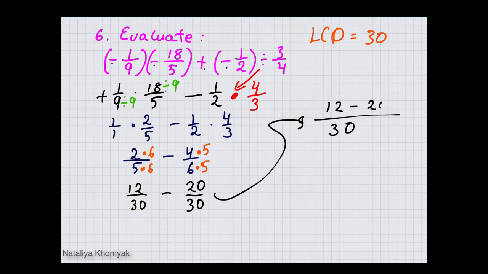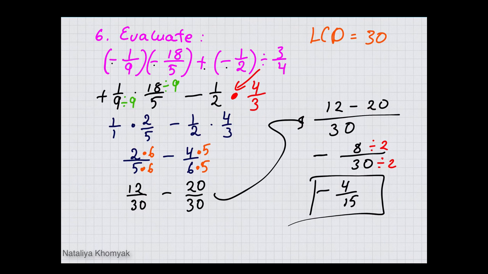12 minus 20. Different signs, we're going to look for the difference, and we have more negatives. So the difference will be negative out of 30. 20 minus 12 is 8. So we have negative 8 out of 30. 8 and 30 are both even, so we can reduce by 2. Now we have negative 4 out of 15. And that's our answer. That's all.